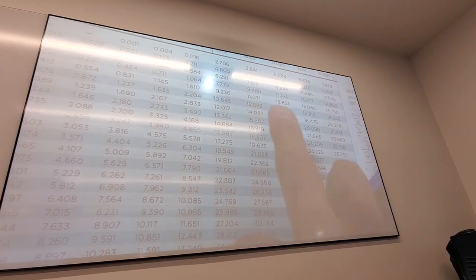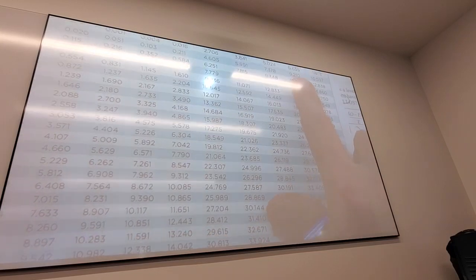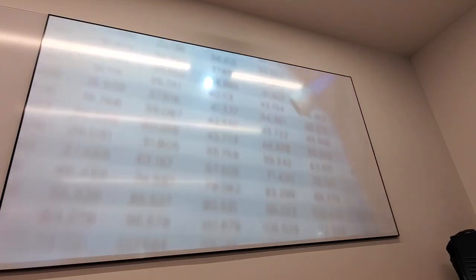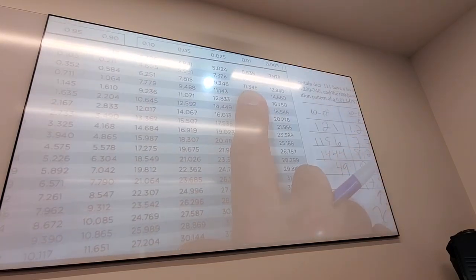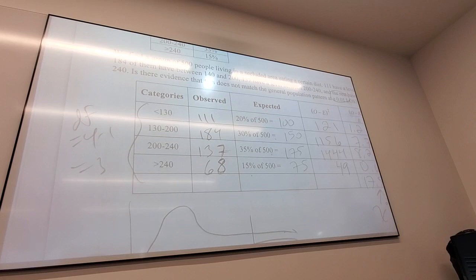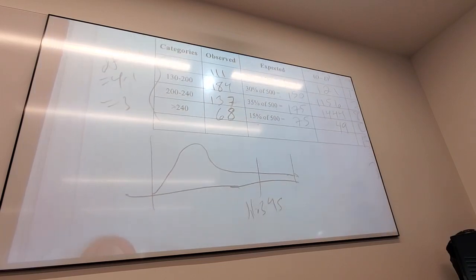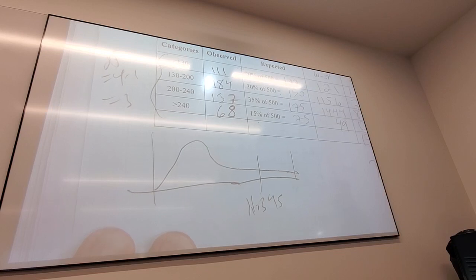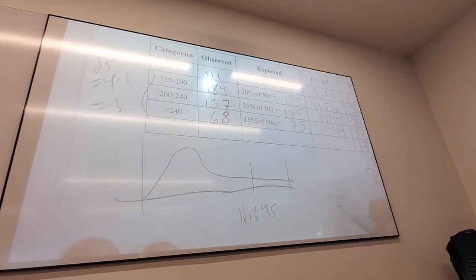So what did we get? 0.01. Degrees of freedom was 3. So 11.345. And so we're at 17. So did we find evidence that they have different blood cholesterol levels than we expected? Yes. We have found evidence.